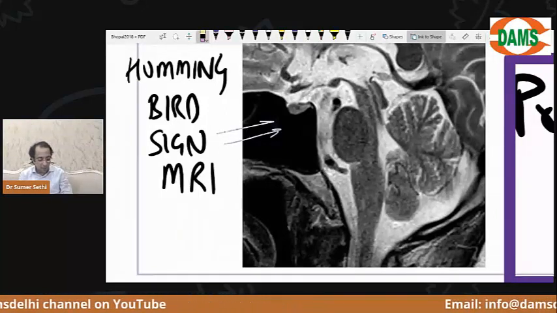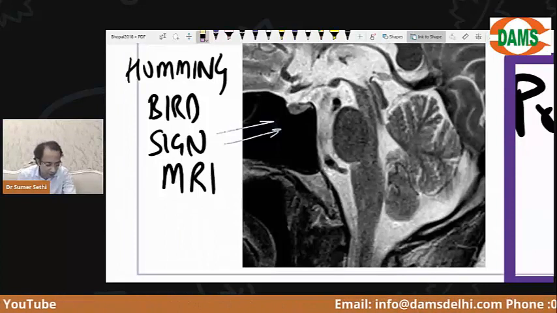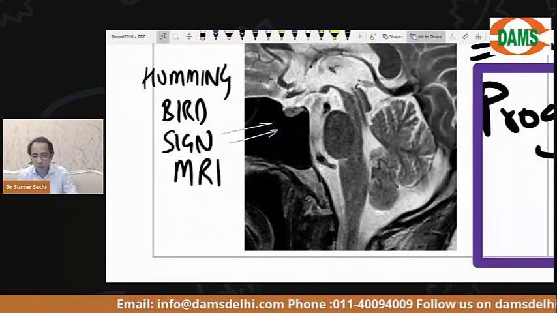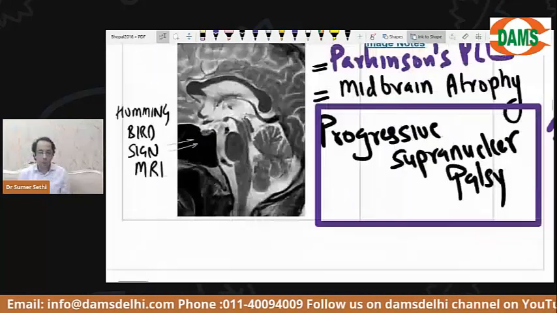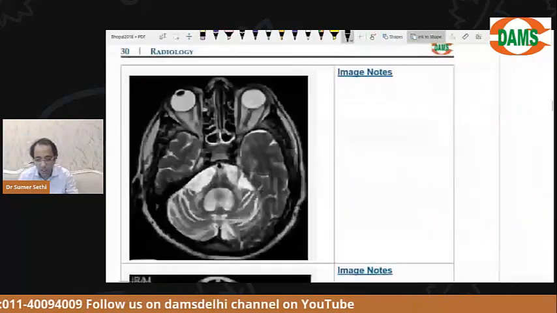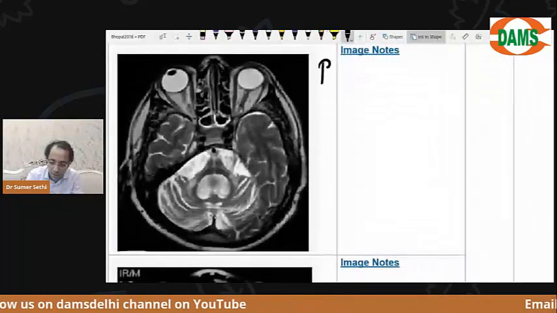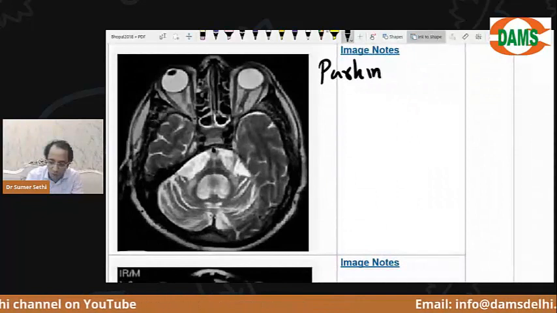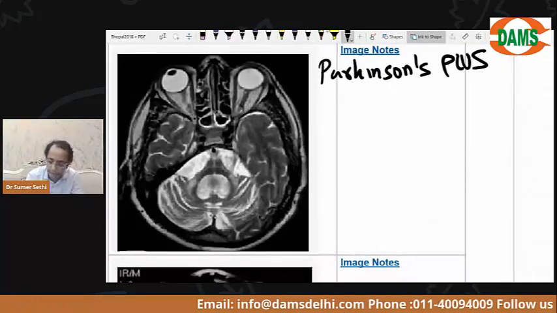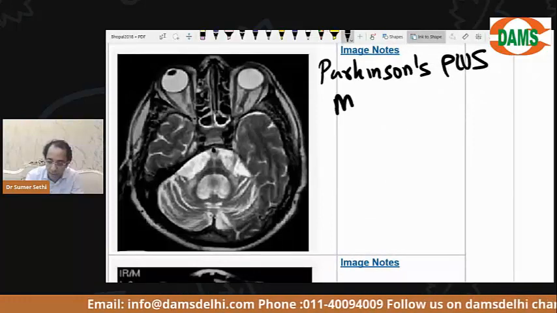So the hummingbird appearance on MRI is seen in progressive supranuclear palsy. Okay, very good. Now you are able to understand the rationale and the reason. The second Parkinson's plus disease that I want all of you to always remember is MSA.